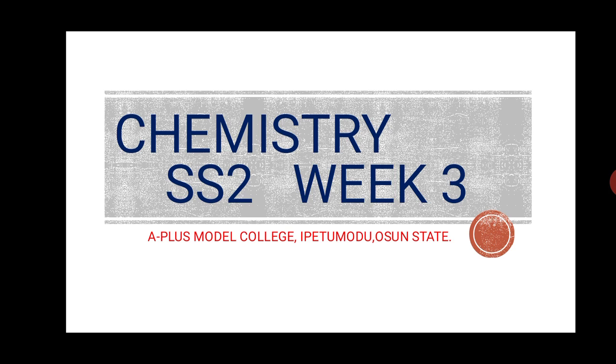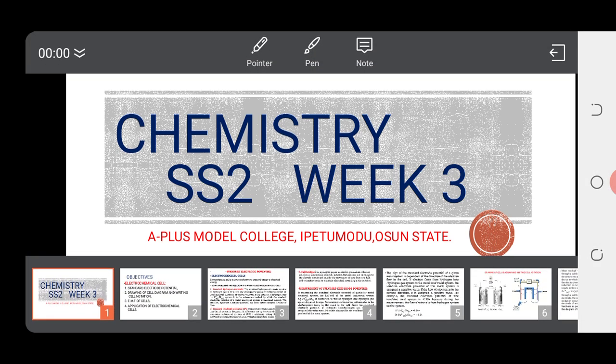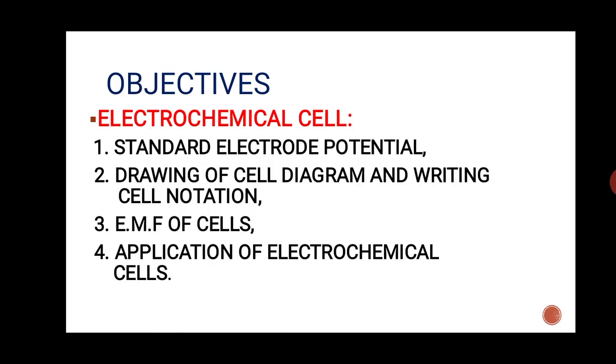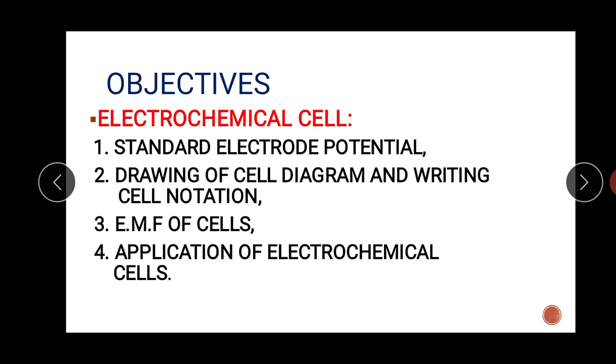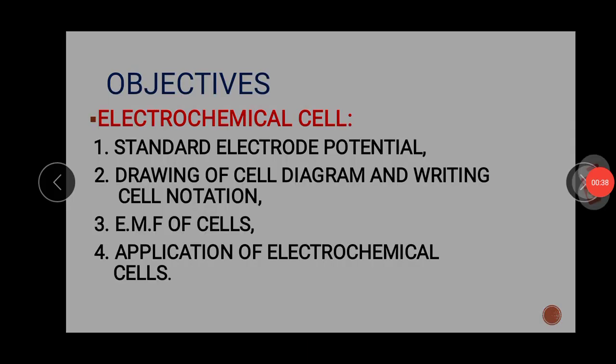We want to continue from where we stopped in our last class, and we have week 3 of our classes now. We shall be discussing electrochemical cells today. Under this, we are going to be talking about the standard electrode potential. We talk about how we draw cells and how we write cell notation. We talk about the EMF of cells and the applications of electrochemical cells.